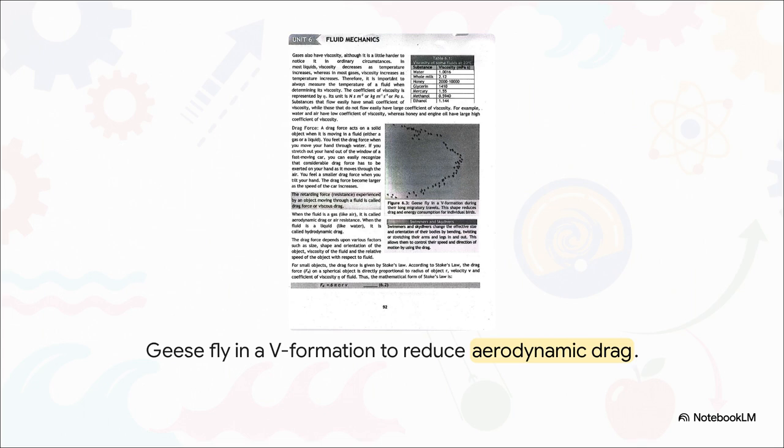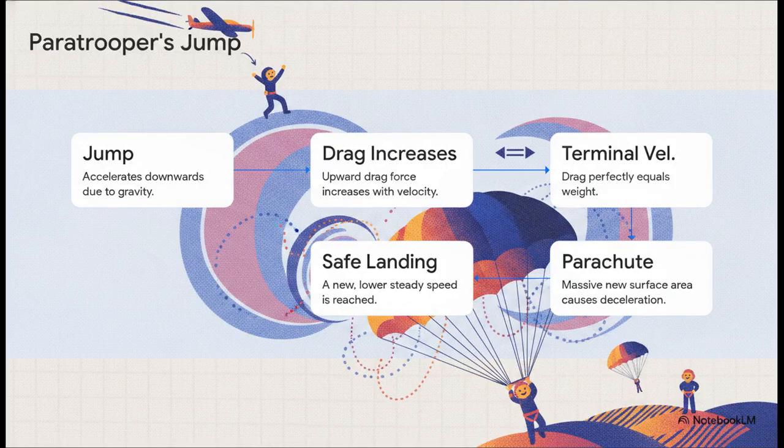Geese fly in a V formation specifically to cut through aerodynamic drag, which drastically reduces the energy each bird consumes on those brutal long migrations. Let's look at a human example and see how this plays out for a skydiver in 5 distinct steps.